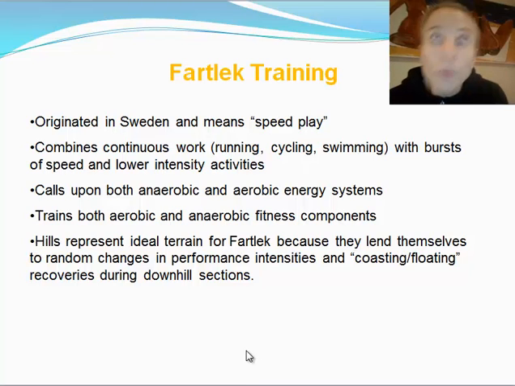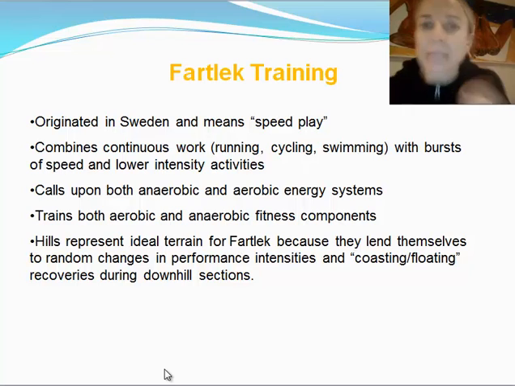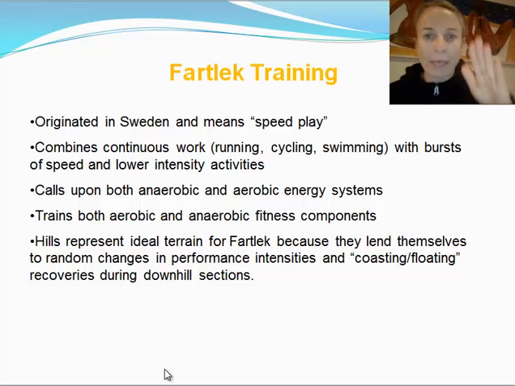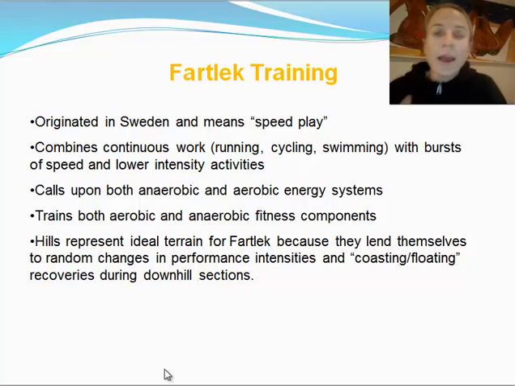Okay, if I could put on a Swedish accent, I would. Fartlek training originated in Sweden, and it's where they incorporate some speed, whether that's sprinting up a hill or sprinting a set distance or a set time periodically throughout the training. That is what fartlek is about.